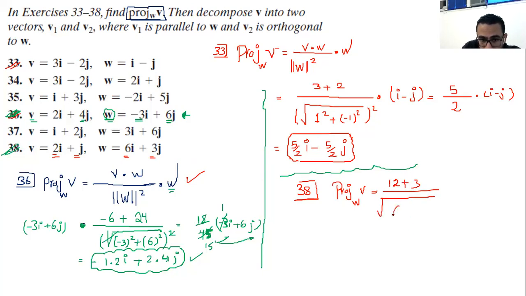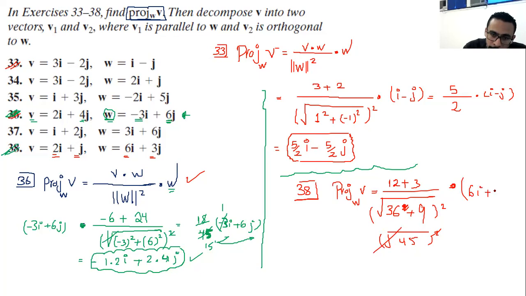6 squared plus 3 squared plus 9 plus 9. Squared plus 9, we can write as 36, 40, it's 45. 45 all squared, so we cancel it out. In the denominator, 45 multiply by 6i plus 3j.